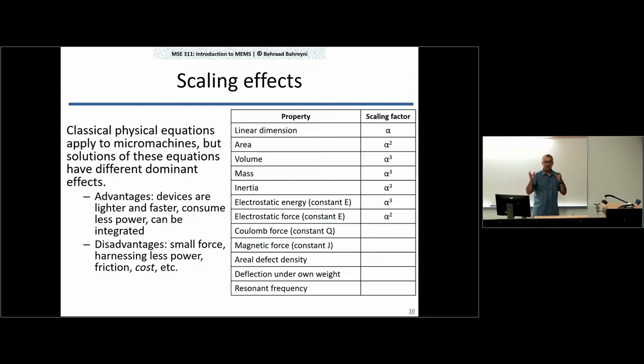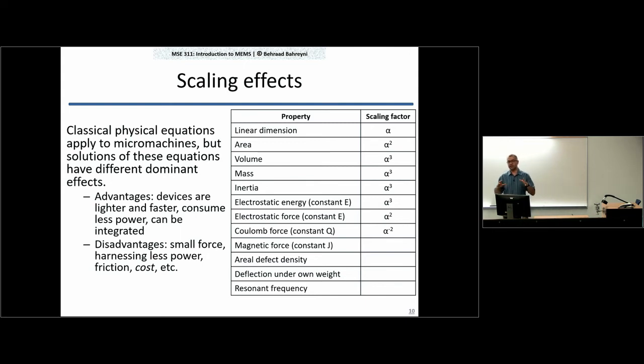F is equal to ma. So if your force is scaling down with alpha squared and mass is going down with alpha cubed, now maybe you can get more acceleration out of it, more movement out of it. So maybe electrostatic actuation becomes more useful as you make the dimensions smaller and smaller. And we'll see that is actually the case. At small scales, electrostatic actuation is one of your major actuation mechanisms. Coulombic force goes with alpha to the -2.